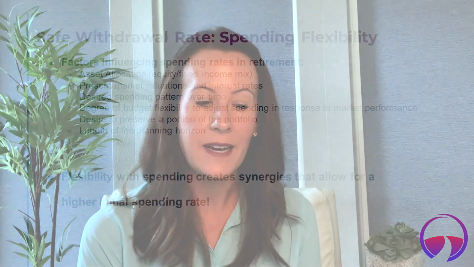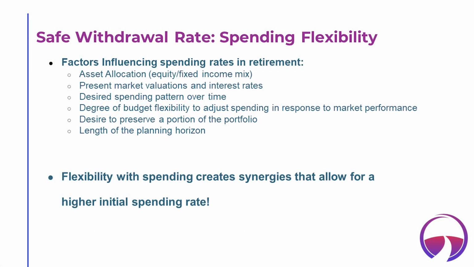So what are some of the factors that can impact how much you can safely spend in retirement? Sustainable spending rates for retirees depend on many factors, asset allocation being a prime example. You can't be too conservative in retirement to sustain a 4% rate. As I mentioned earlier, you need at least a 50-50 or a 60-40 to start at that initial 4% rate. If you're any more conservative than that, then you'll have to reduce your initial rate.